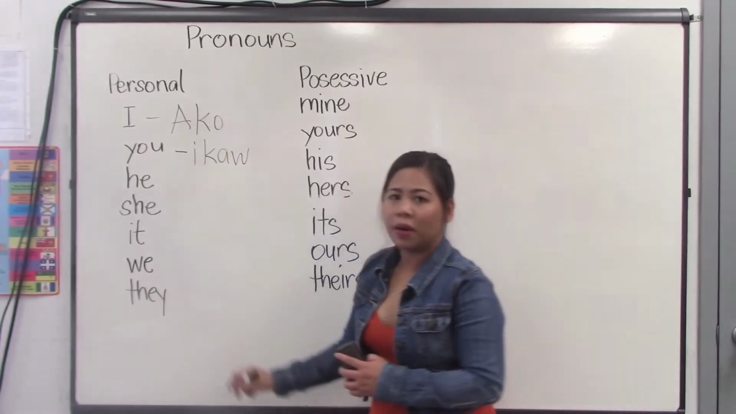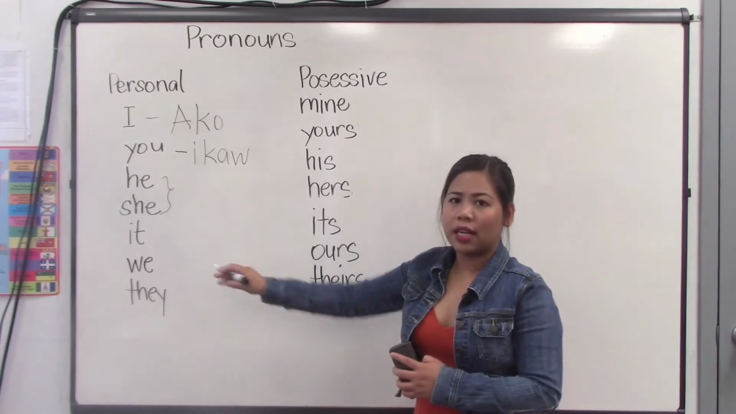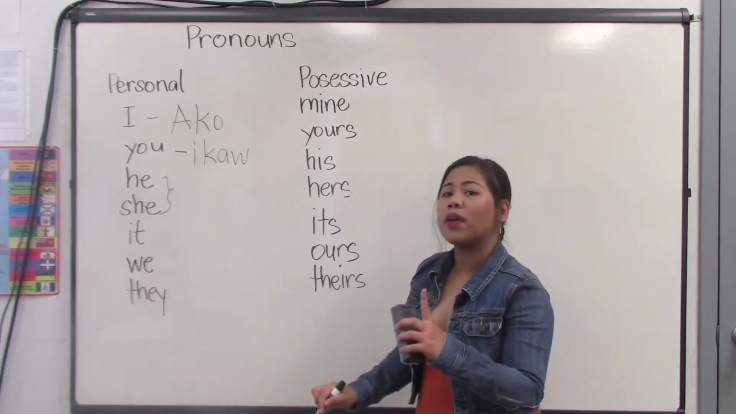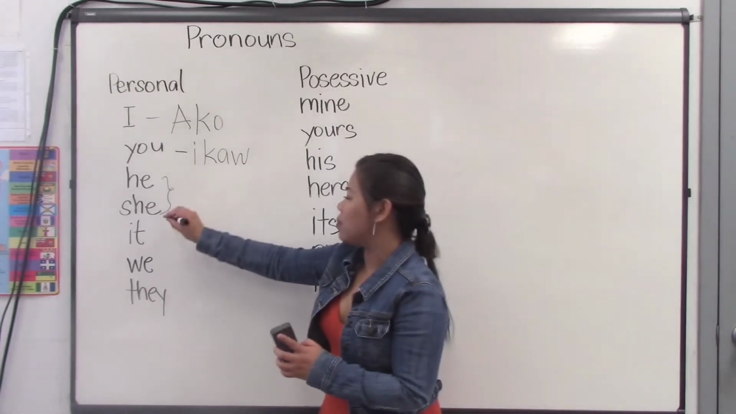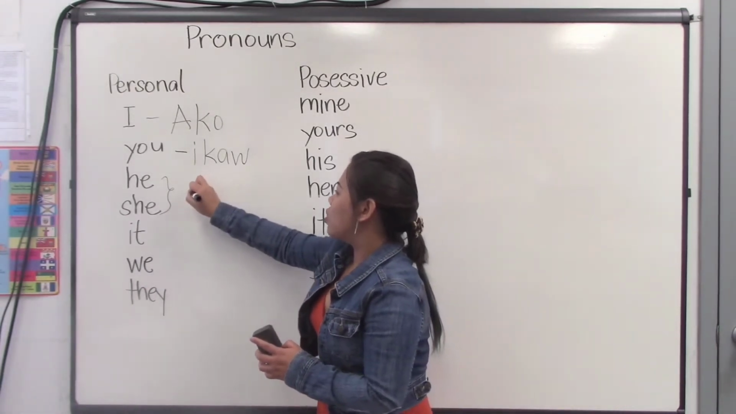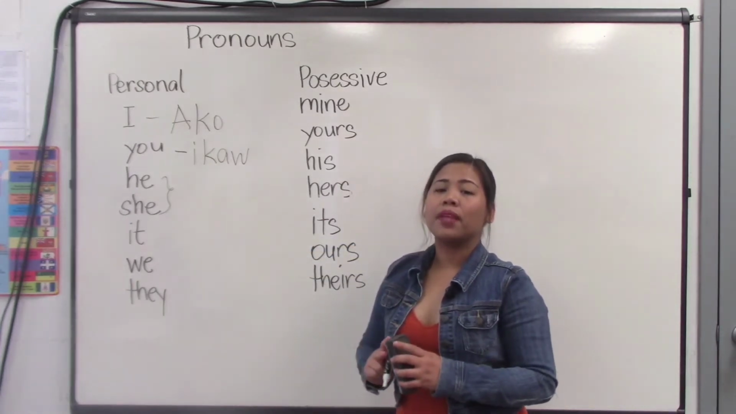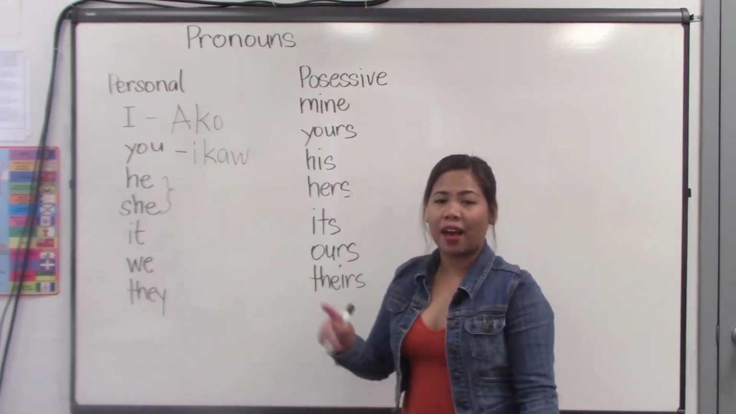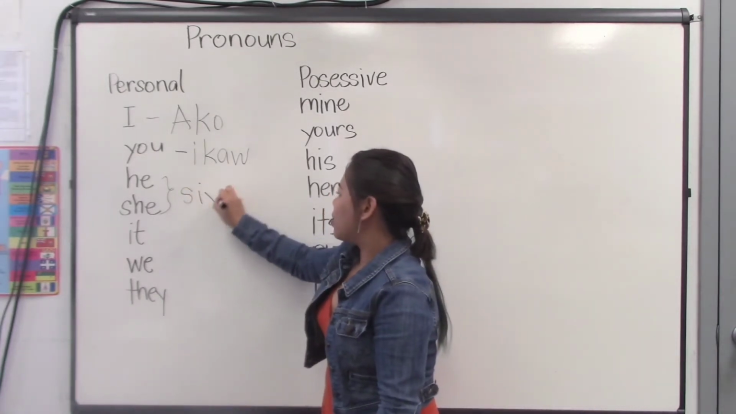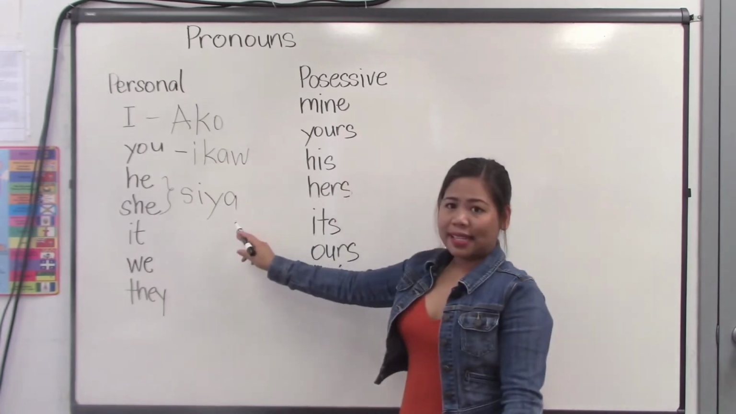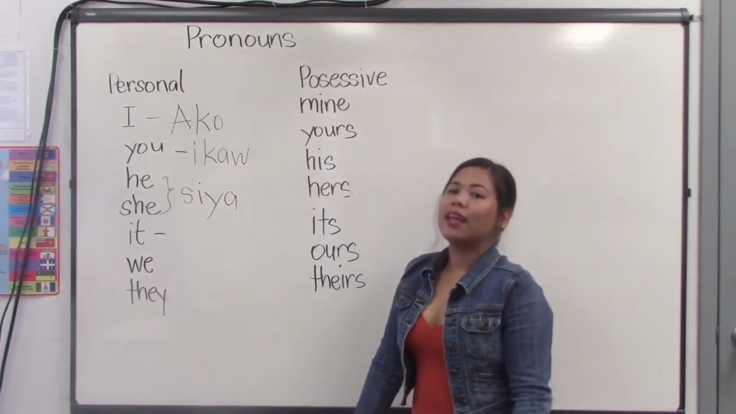Next one, he. Actually, there's another difference in English pronouns. He or she are different, but in Filipino language, he or she are just the same. We only have one pronoun for them. We don't have male or female pronoun for these ones. So it's just siya. He or she is siya in Filipino. How do you spell siya? Si and then ya. Siya.